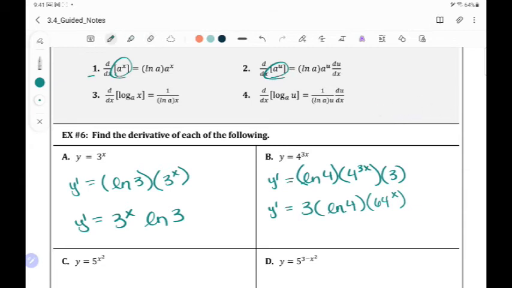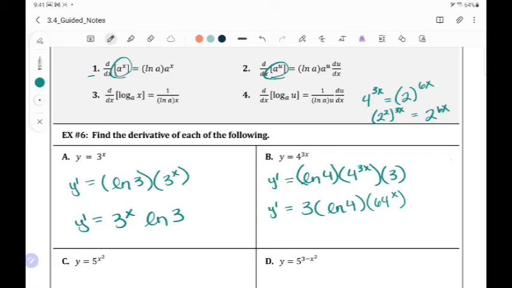I do want to point out that there's another way you could have done this. I don't know if it's easier, but I'll show you. It looks different, but you get the same thing. You could change 4 cubed to the x to be 2 to the 6x. Why? Because 4 is 2 squared, to the 3x would be 2 to the 6x.